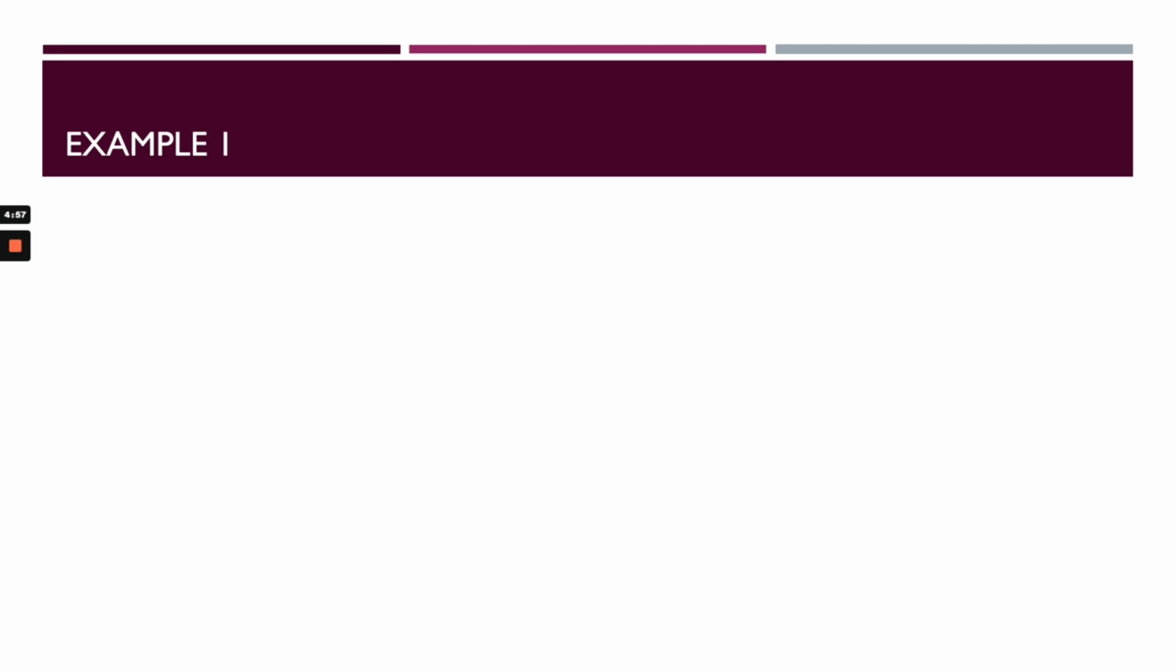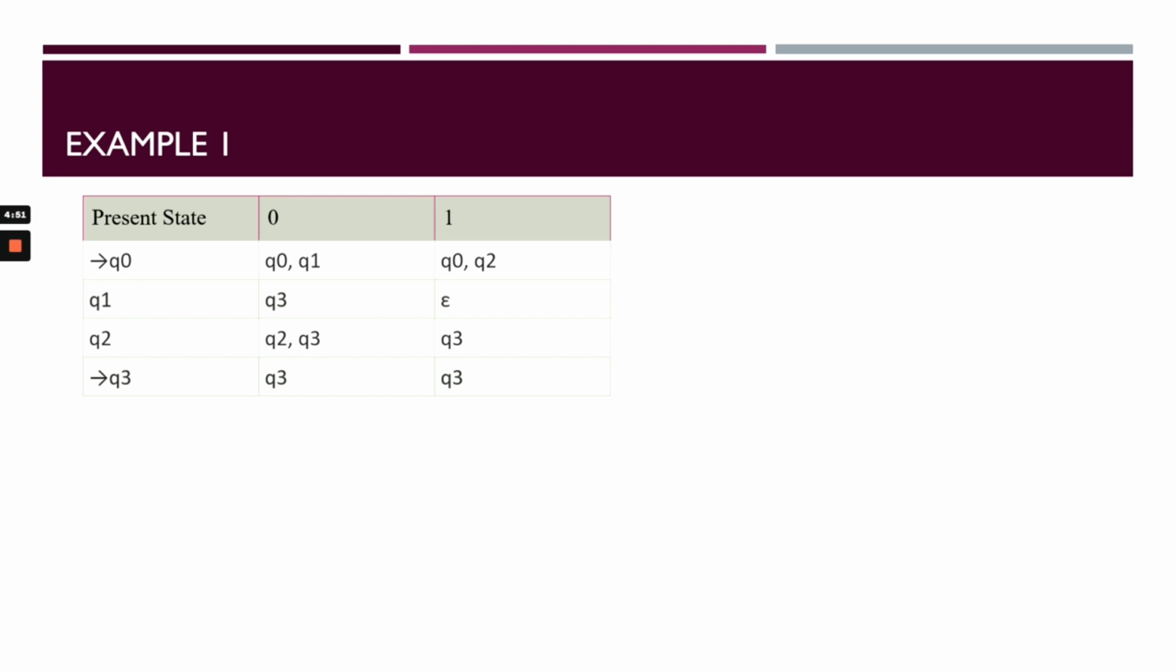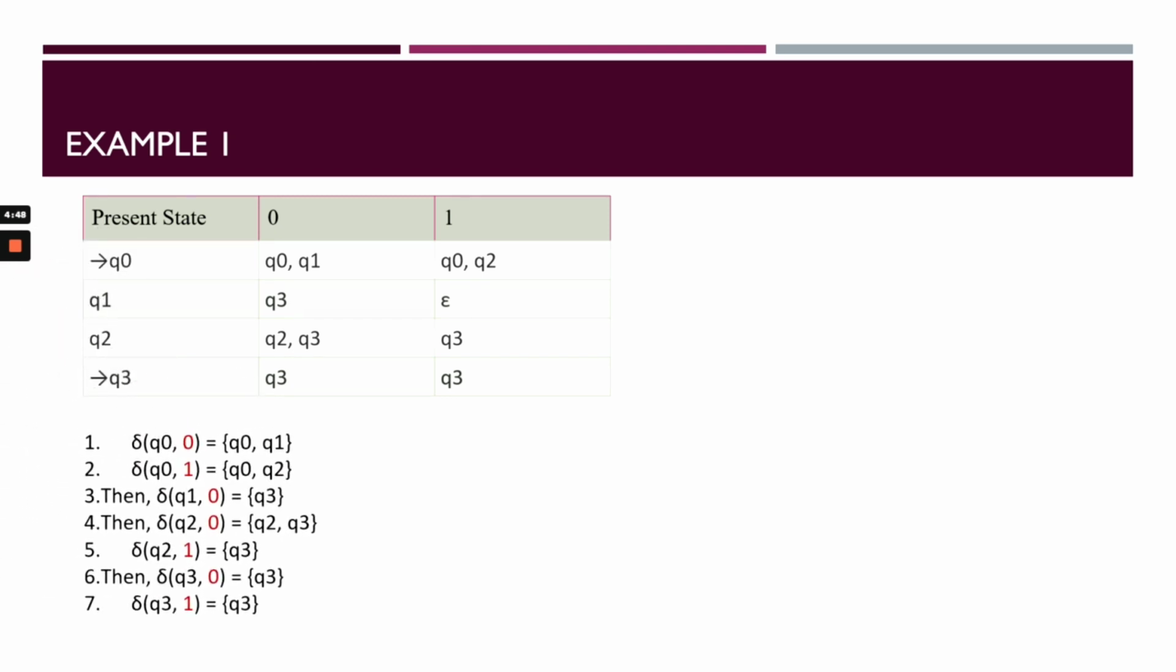So next we are going to see example problems for solving NFA. Here comes our first example. Here our initial state is Q0 and the final state is Q3. If we give 0 as input for Q0, it goes to Q0 and Q1. If 1 is the input for Q0, it goes to Q0 and Q2. If 0 is the input for Q1, then it goes to Q3. At input 1 for Q1, there is no next state. It won't go to any other state.